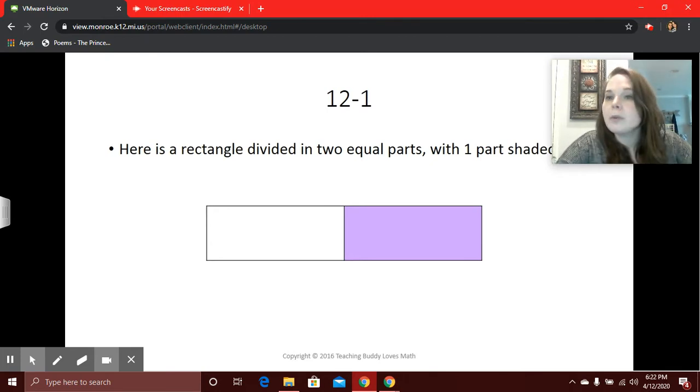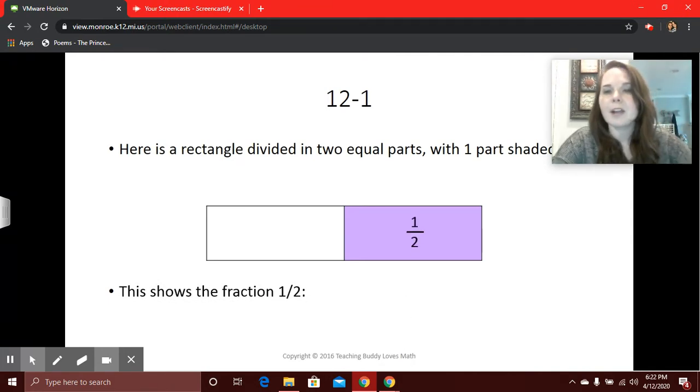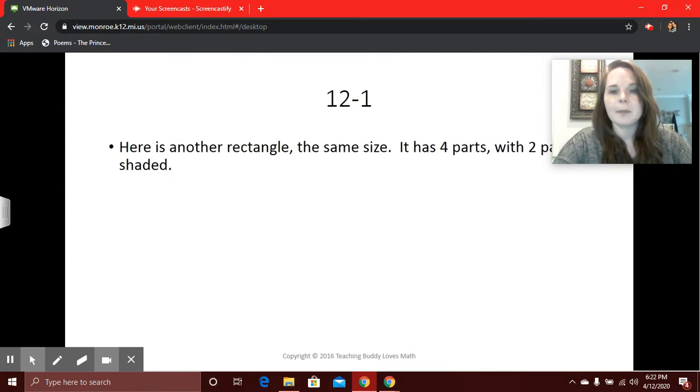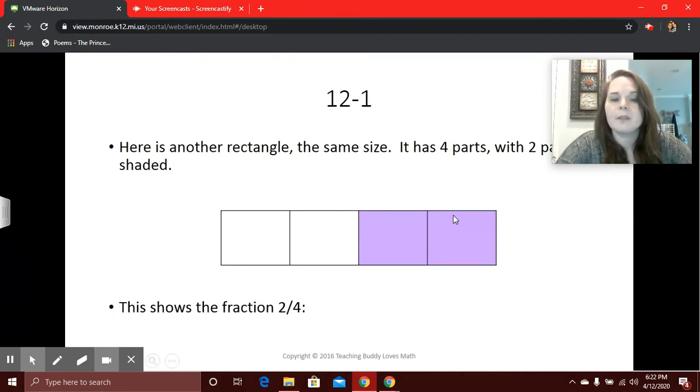Think about what this fraction would be. If you said 1/2, you're correct. So we're going to be looking at fractions that are equal to 1/2 in this beginning part. Here's another rectangle broken into 4 equal parts. So what would my denominator be? And then 2 parts of those are shaded. So what is my numerator? If you said 2/4, that is correct.